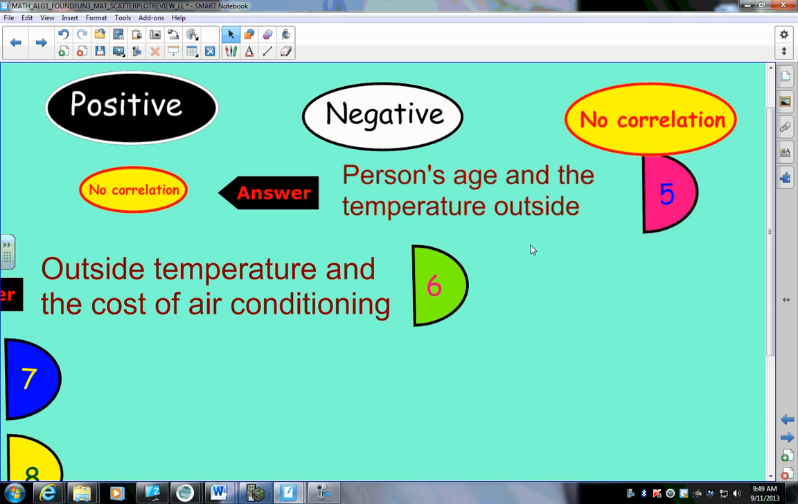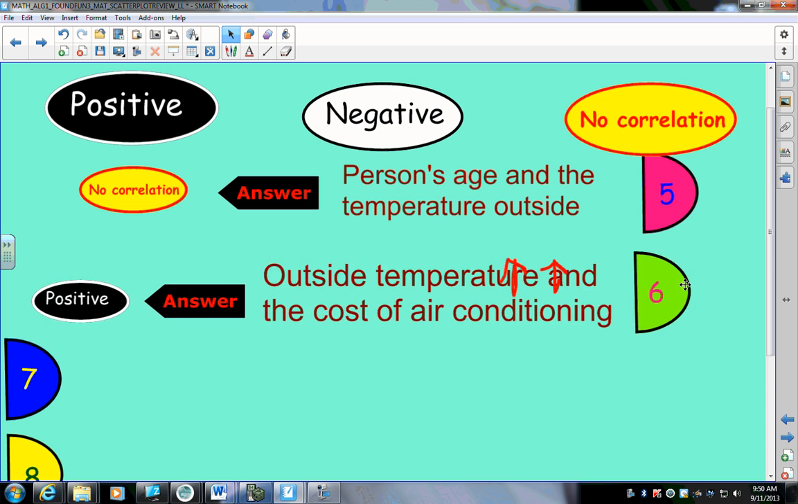Okay, the next one. The outside temperature and the cost of air conditioning. The hotter it is outside, what happens to the cost of my AC? It goes up. What, you mean it goes down? No, listen though, it says the cost of your air conditioning. The cost. So as the temperature goes up, you turn your AC up so that it's cooler in your house, and that means the cost goes up. So both things are increasing. That means it's positive.